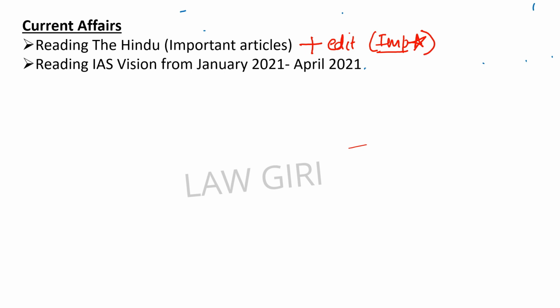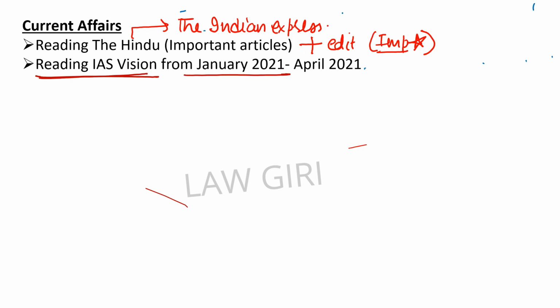And you need to read the editorials not only of The Hindu but also the Indian Express. This is for part B. Basically we're going to discuss it in the part B section in a while. Reading IAS Vision from January 2021 till April 2022, not 2021. This is again very important, right? Very important. You cannot miss out on this.